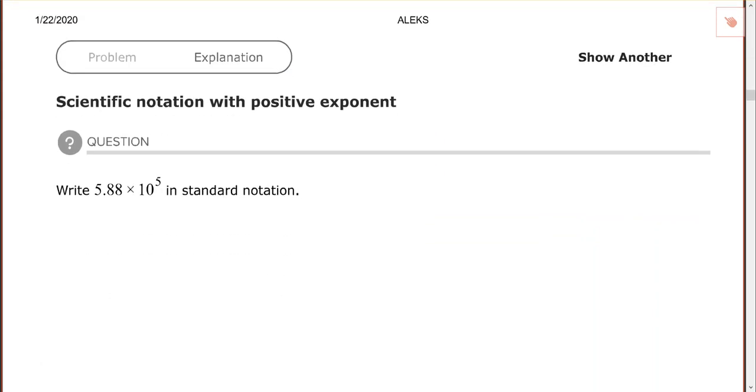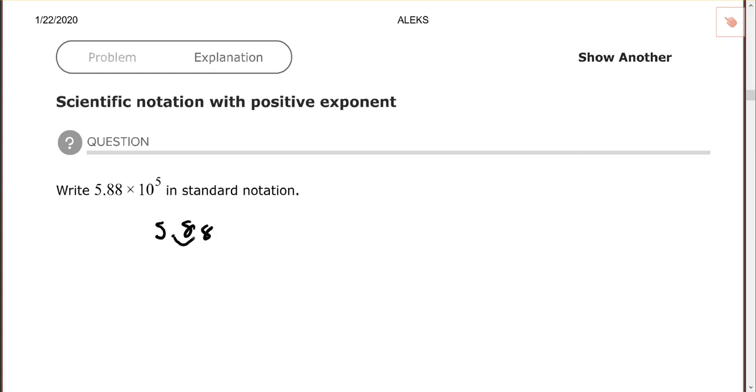Okay, so 5.88 times 10 to the fifth back in standard notation. Again, we have a positive exponent here, so I know my standard number should be large. To get it there, I'm multiplying times 10 times 10 times 10 times 10 and times 10 again, or moving my decimal 5 places to the right.